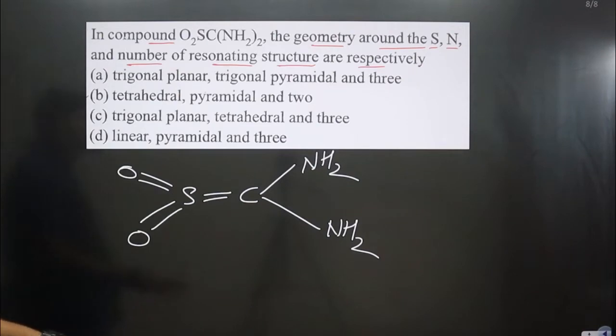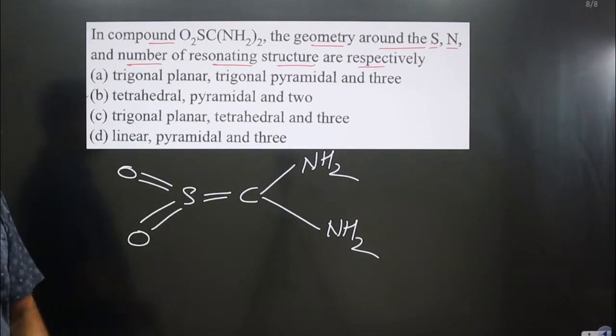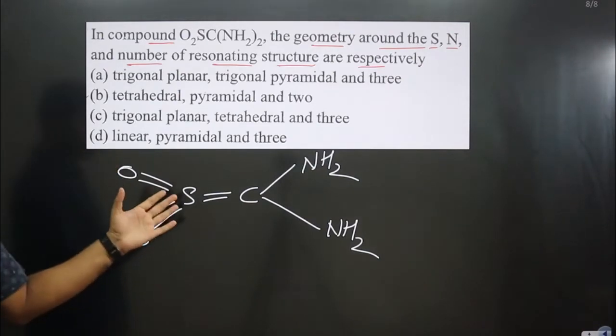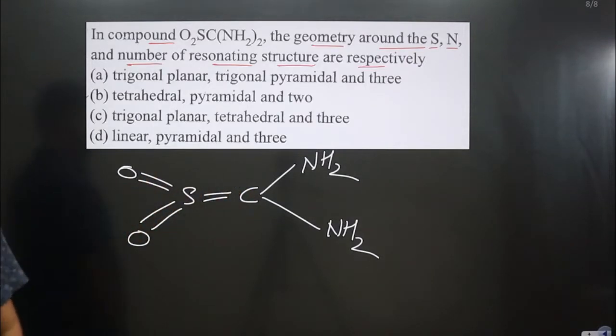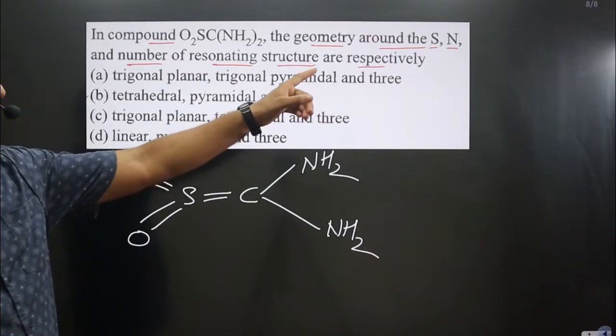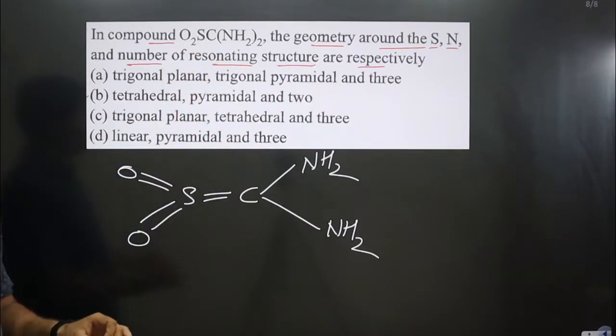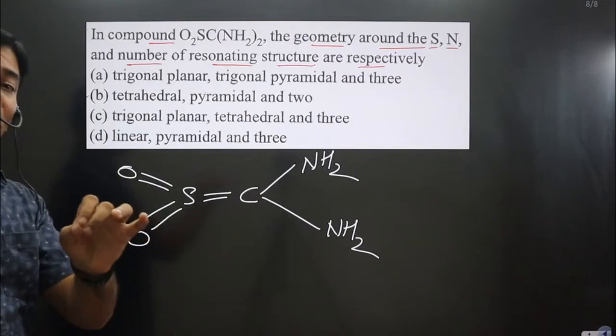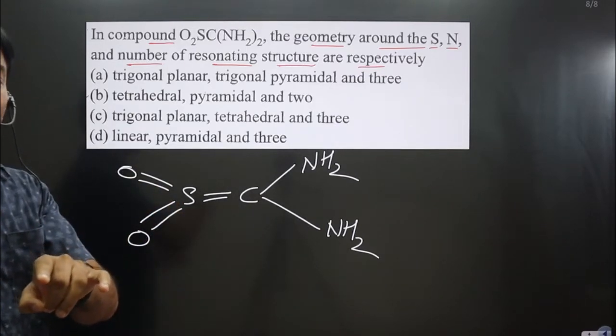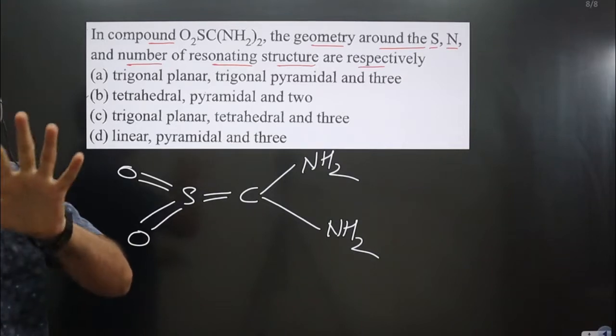And the valency of each element is satisfied. Oxygen is forming 2 bonds, sulfur forming 6 bonds, carbon is forming 4 bonds. This is the structure we have. Now for the sulfur we have to determine geometry. So always keep in mind, by determining the number of sigma bonds, from there we can determine hybridization and from there we can find out the geometry.